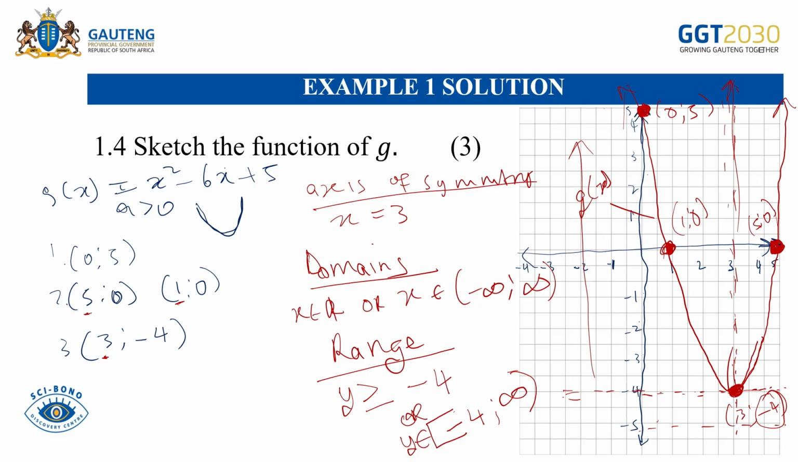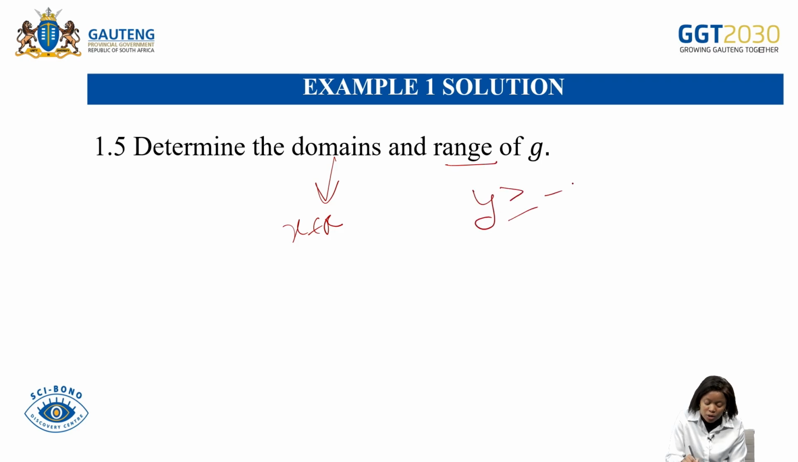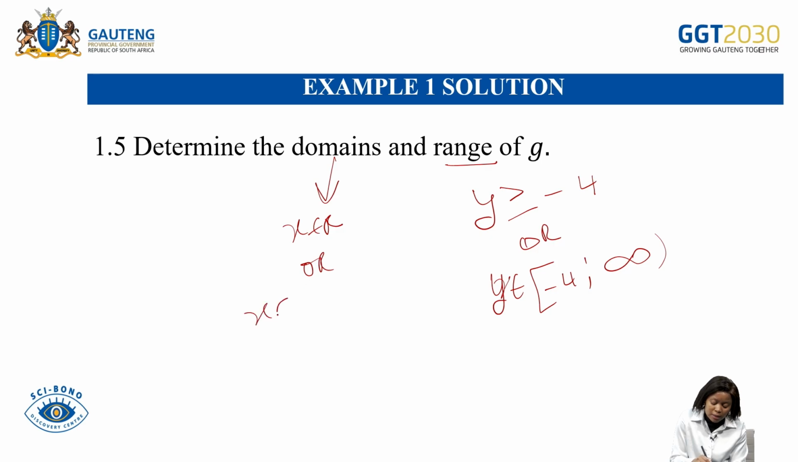You're still going to get the full marks as when you say y is greater than or equals to -4. Okay? This is the equation of the domains and the range. We have already answered. We said the domain is going to be x is an element of real numbers. And then we said the range is going to be y is greater than or equals to -4. Or you say y is an element of -4 is to positive infinity. Or you say x is an element of negative infinity is to positive infinity. It doesn't matter which method you use, you are still going to get the full marks.